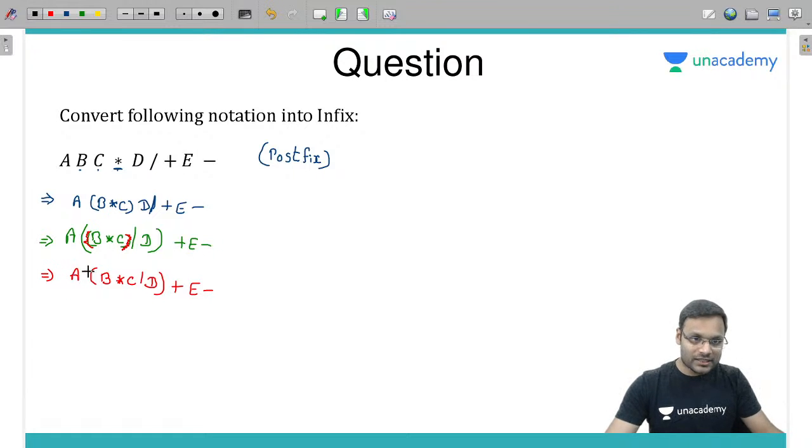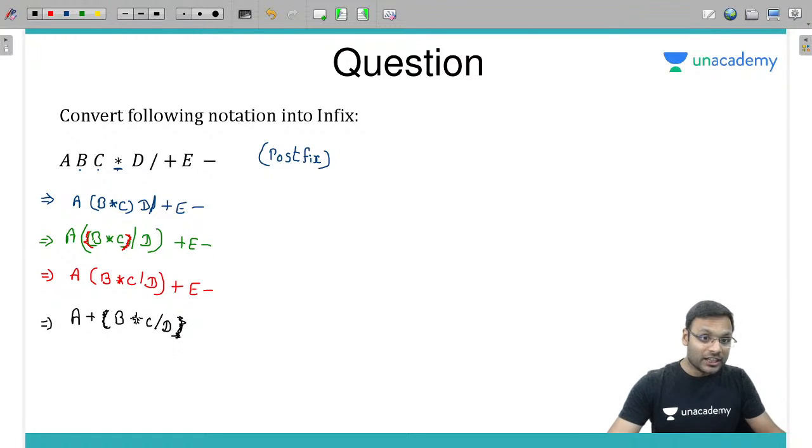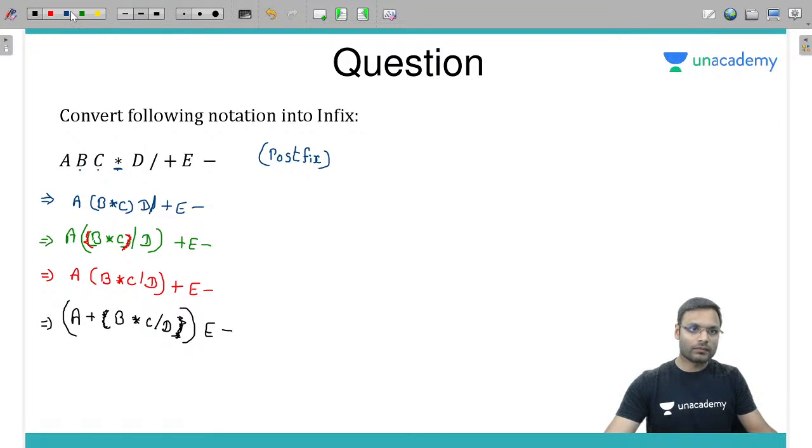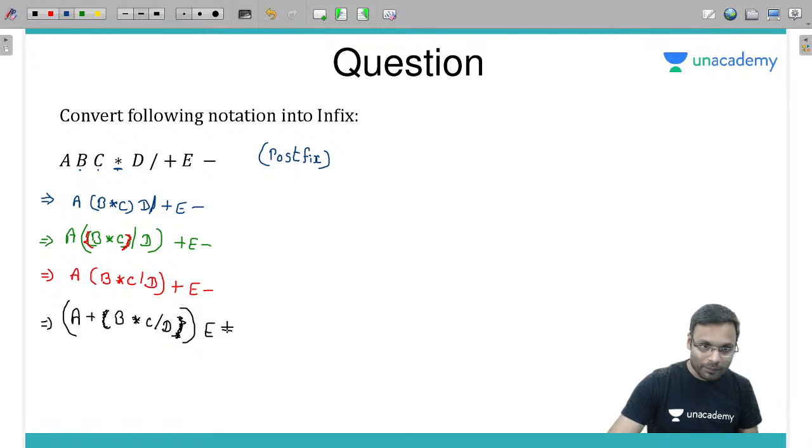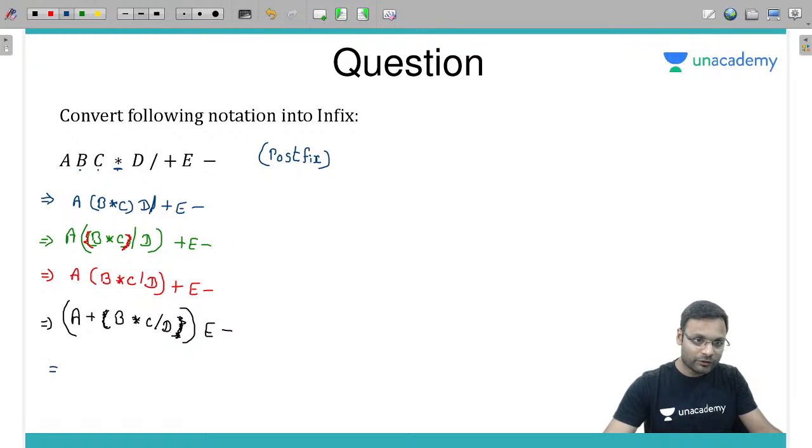Next step. This operator will come in between these two. So a plus b into c divided by d. And of course I can remove this parenthesis too. Why? Because this multiplication and division you will solve before this plus, of course. Final step, operand and operator. This minus you will have to put in between these two: a plus b into c divided by d minus e.